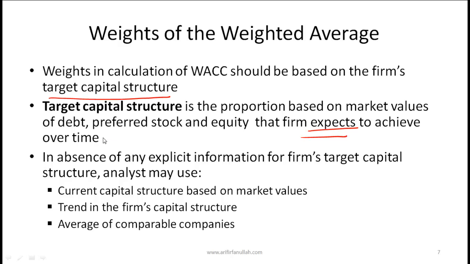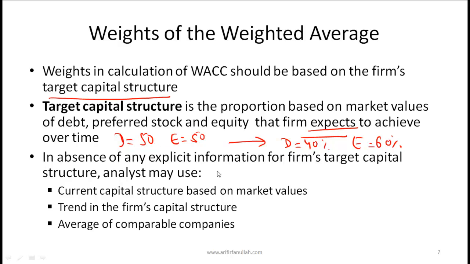The idea here is very simple. If a company currently has debt of 50% and equity of 50%, but is headed towards debt equal to 40% and equity equal to 60%, then in our weightages, we need to use these relative weights of debt and equity. So we need to use the target capital structure and not the current or the past capital structure.